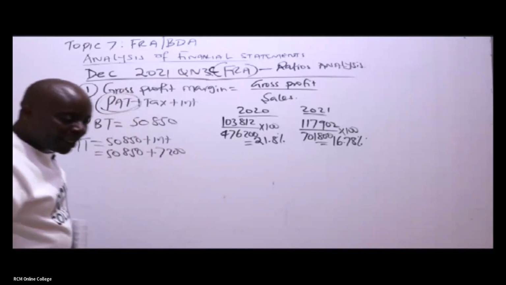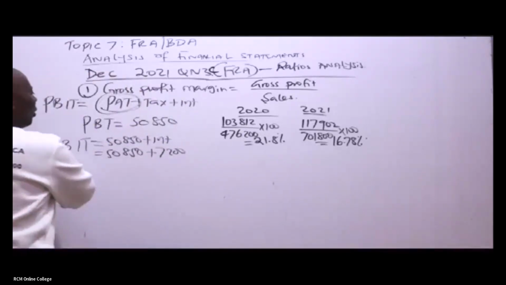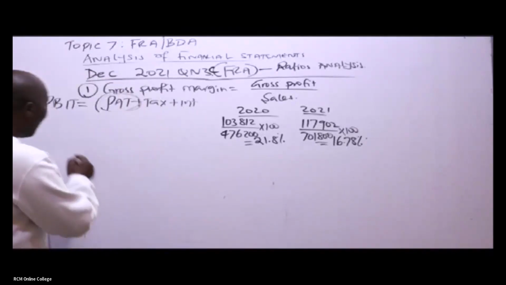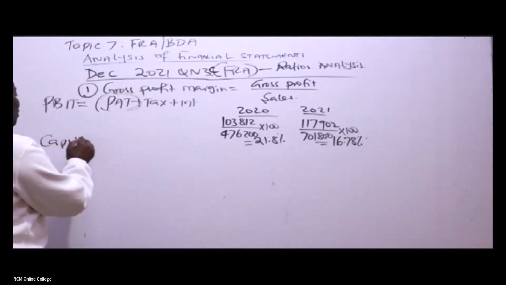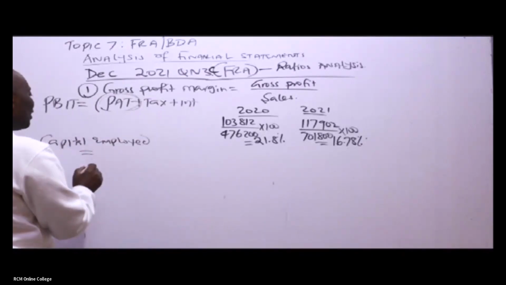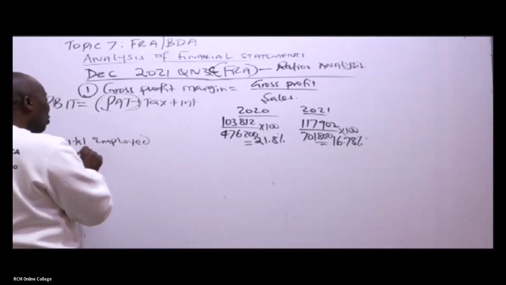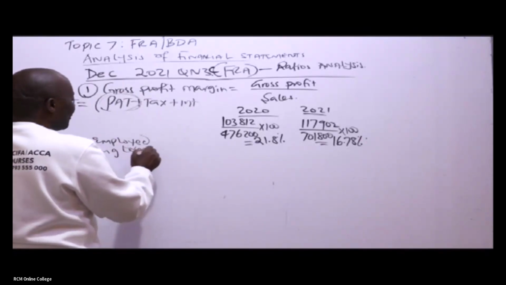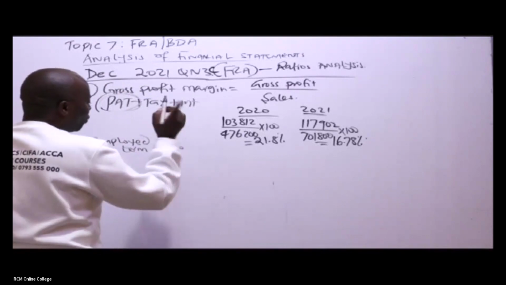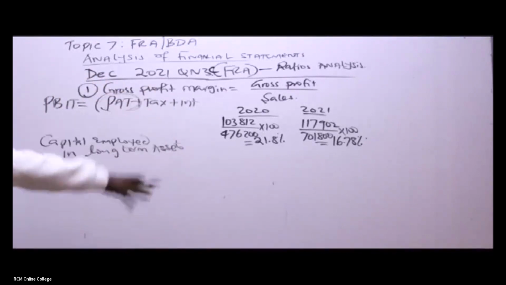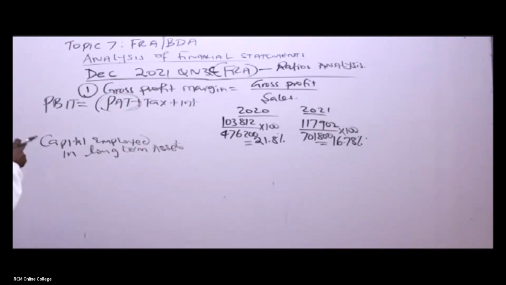Very good. Now from there, I will come back to what we are calling capital employed. This capital employed is the capital employed in long-term assets. There are two ways of getting this, and I hope you're writing a note somewhere. I'll give you a proper structure of writing this, but I want you to take this note down. There are two ways of getting this.